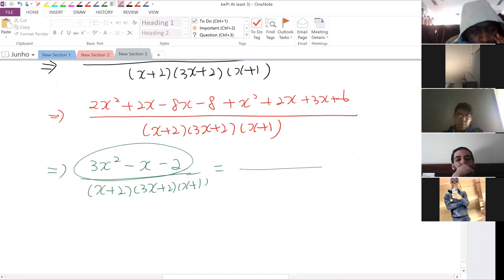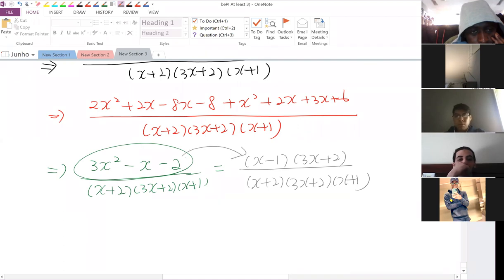It's x minus 1 times 3x plus 2, and then x plus 2, 3x plus 2, x plus 1. Once again, if you don't understand how we got from here to here, you must review and practice a lot, because I don't think we have enough time to review how to factor anymore. So please practice as much as you can.